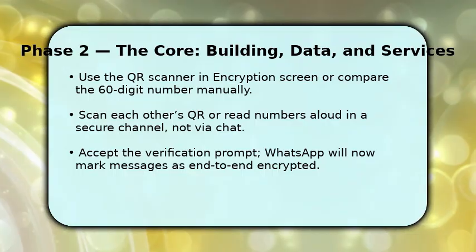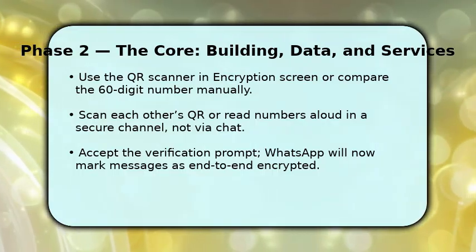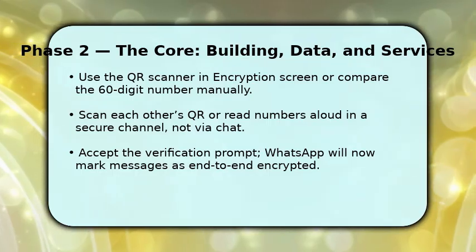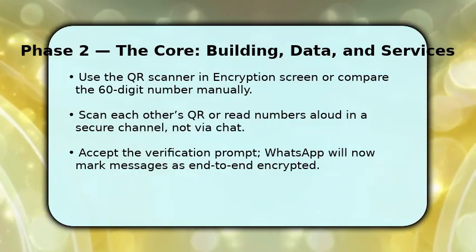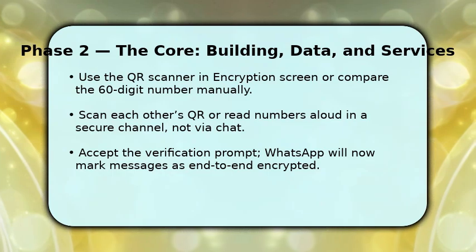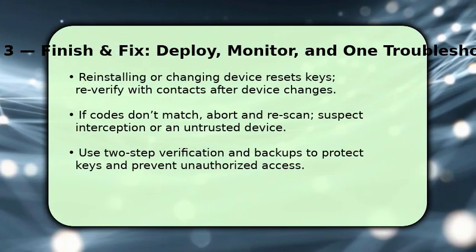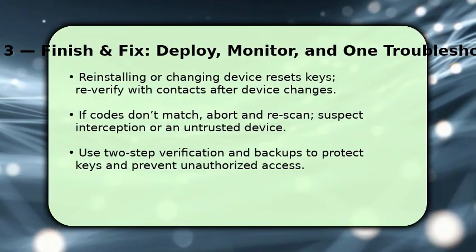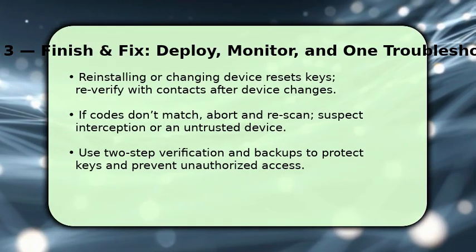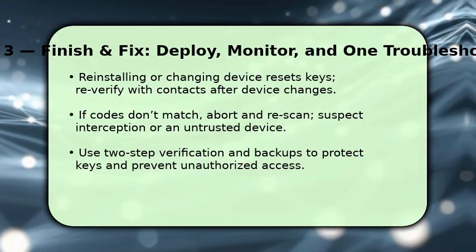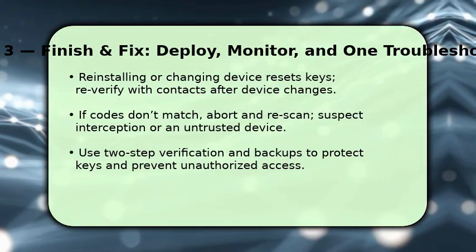After verification, WhatsApp flags the chat as encrypted. Make sure to repeat this for critical contacts or when you reinstall or change devices. Finish by confirming encryption status. Open contact info and check encryption shows verified. You should enable two-step verification and encrypted backups to protect keys long-term.